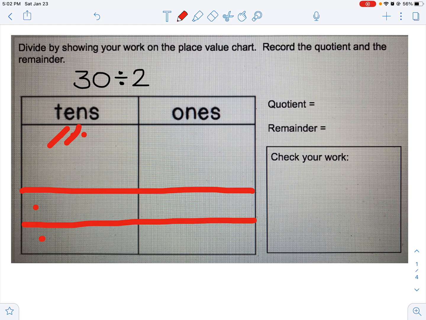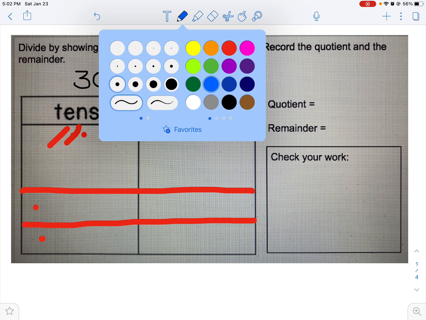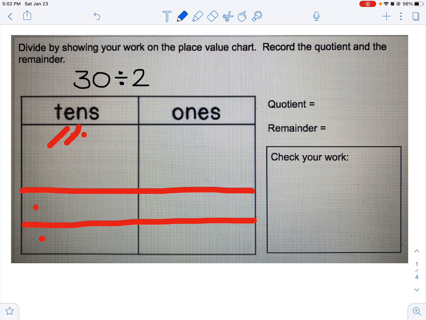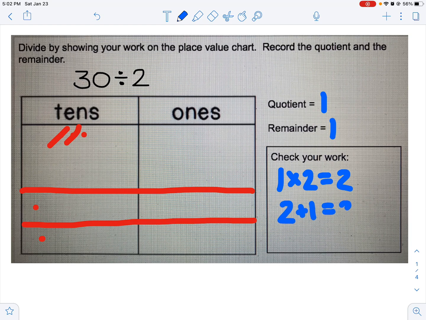I don't want to write that my answer is 1 with a remainder of 1, because that doesn't make sense. If I did, let's take a look at what would happen. If I said that my answer was 1 with a remainder of 1, to check my work, I would do 1 times 2 is 2, and 2 plus 1, and that's 3. That was like our other problem, right? That doesn't make sense. So let's take a look.